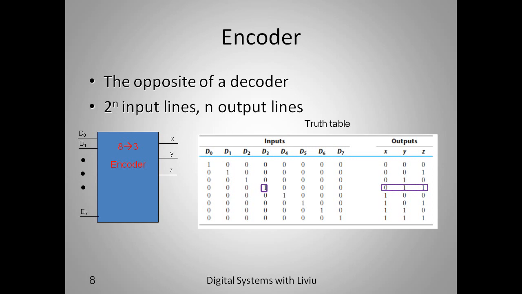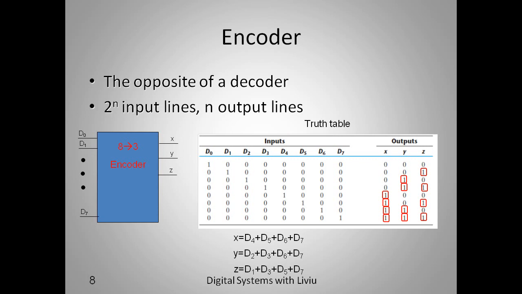Now if we try to derive the equations of the outputs, it would be like we learned in previous videos. If we want to derive the equation of x, we have to circle all the ones in the column and then extract all the corresponding minterms. Then x stands for D4 or D5 or D6 or D7. In a similar manner, we extract the equations of y and z for an 8 to 3 encoder.